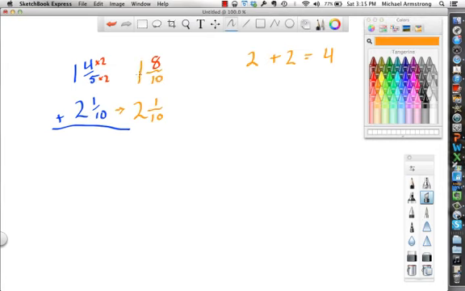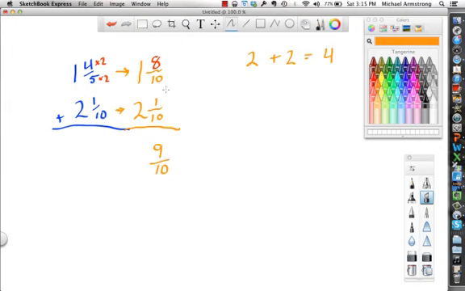And we still have 1. See, the 1 didn't change, it just came over here. 1 4/5 is the same as 1 8/10. Just like 2 1/10 is the same as 2 1/10. And now we're going to add down. 8 plus 1 is 9/10.